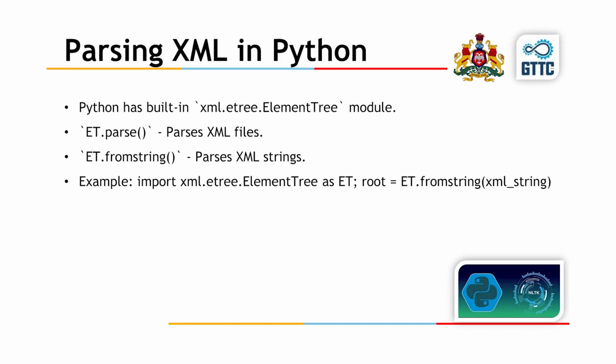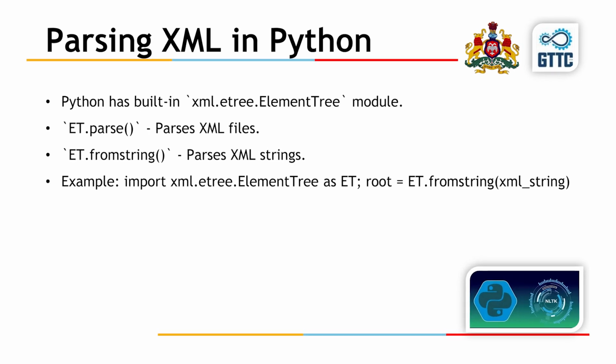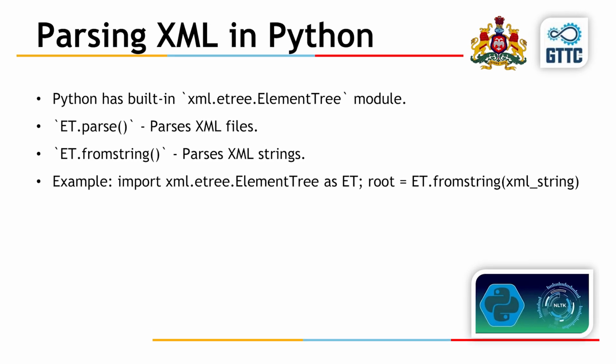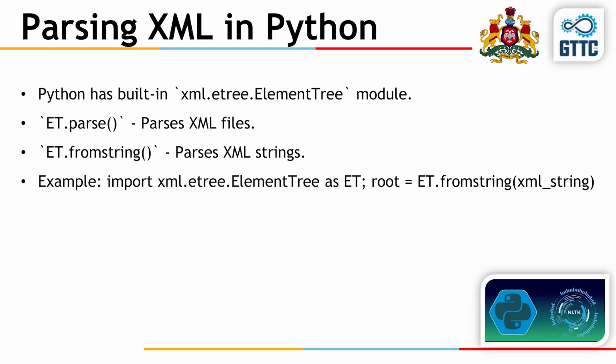Similarly, XML parsing is nothing but reading the XML data by the machine. How can it read? In Python, if you use the xml.etree.ElementTree module, it is very easy. In short, ElementTree I can call ET, and ET.parse. So automatically the parsing of XML files happens using ET.parse.